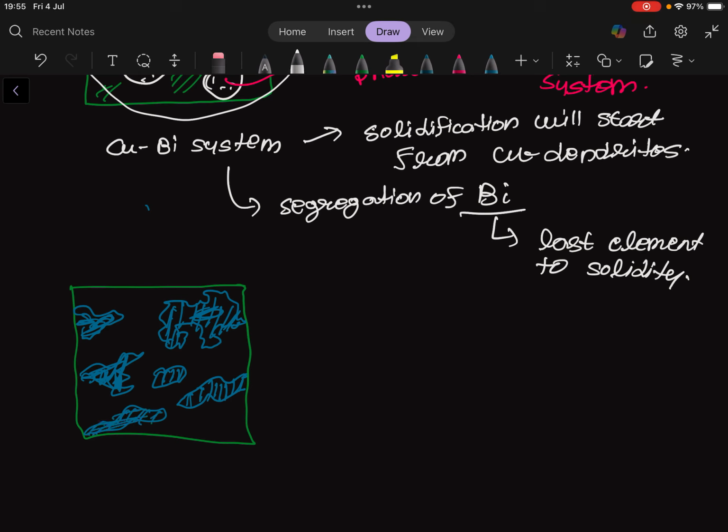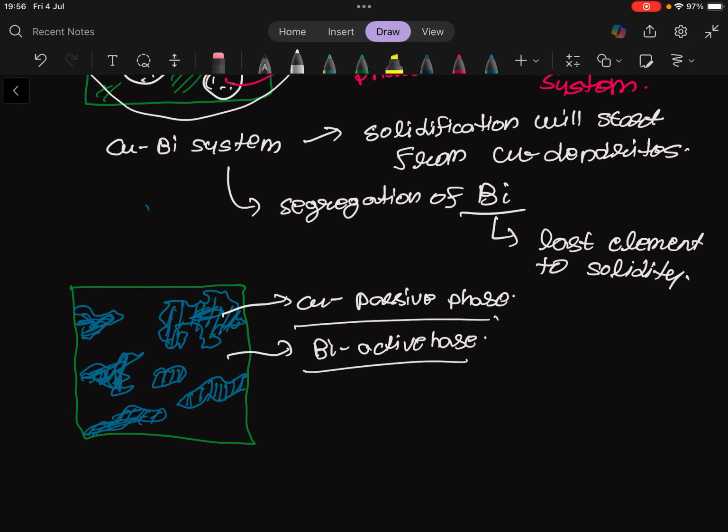So this is our copper. Sorry, this is the passive phase, copper passive phase. And this is our bismuth active phase. This is for the copper bismuth system.